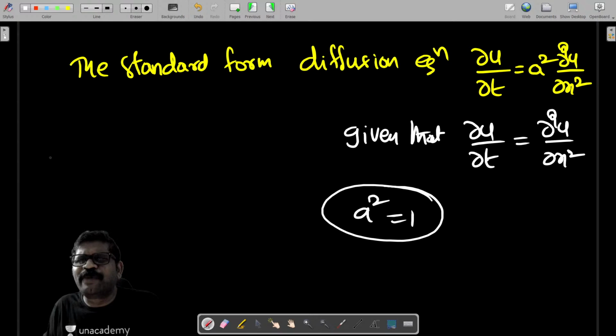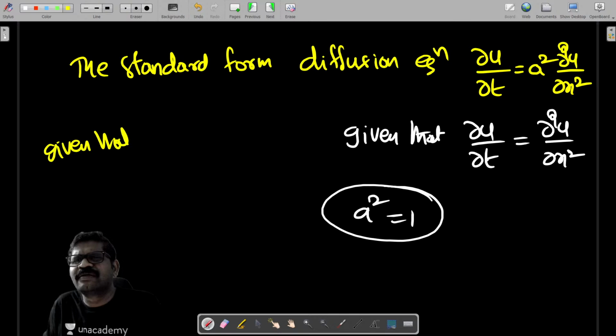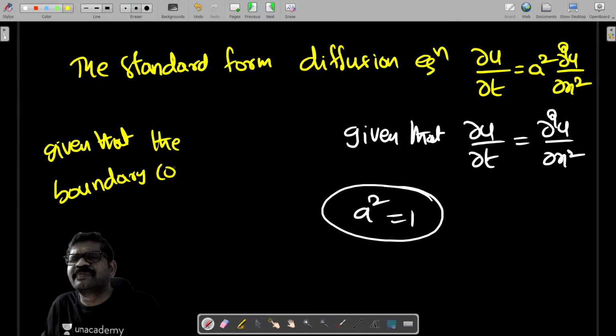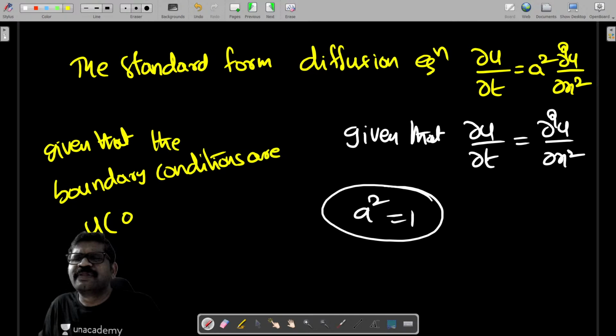Now, the boundary conditions are u of 0 comma t is 0, u of pi comma t is 0.